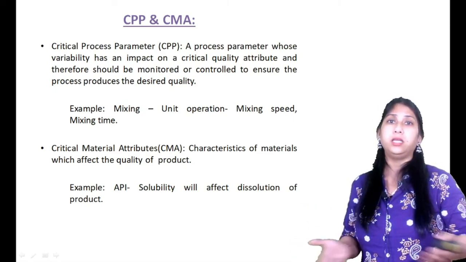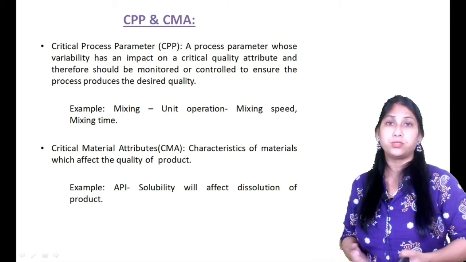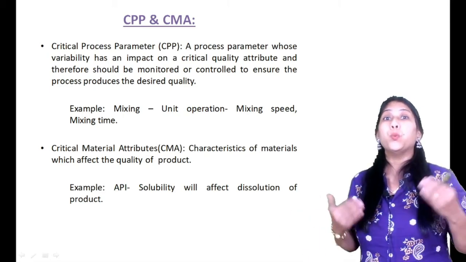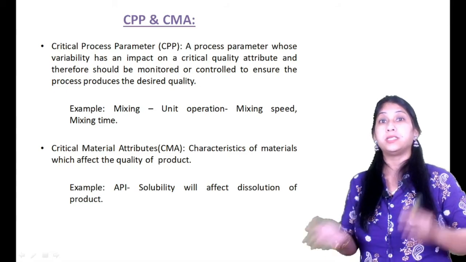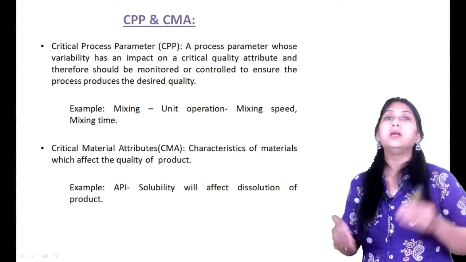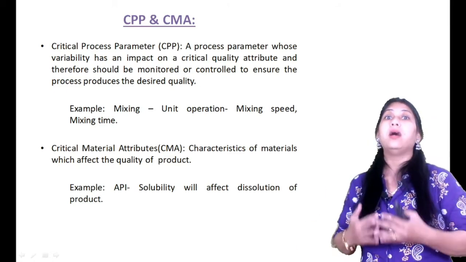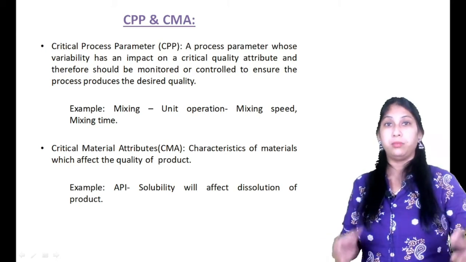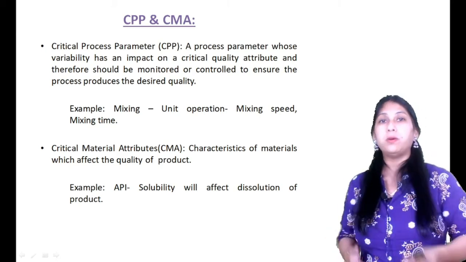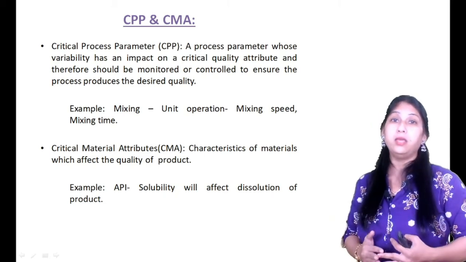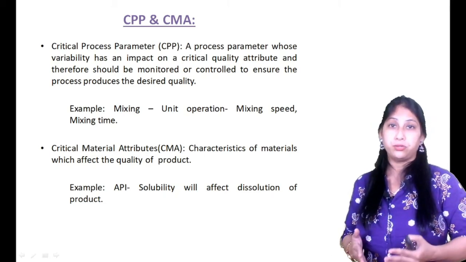These are the different process parameters. Out of these parameters, the process parameters that significantly affect the CQAs can be identified and controlled. That is about the CPP. Now CMA, these are the critical material attributes.